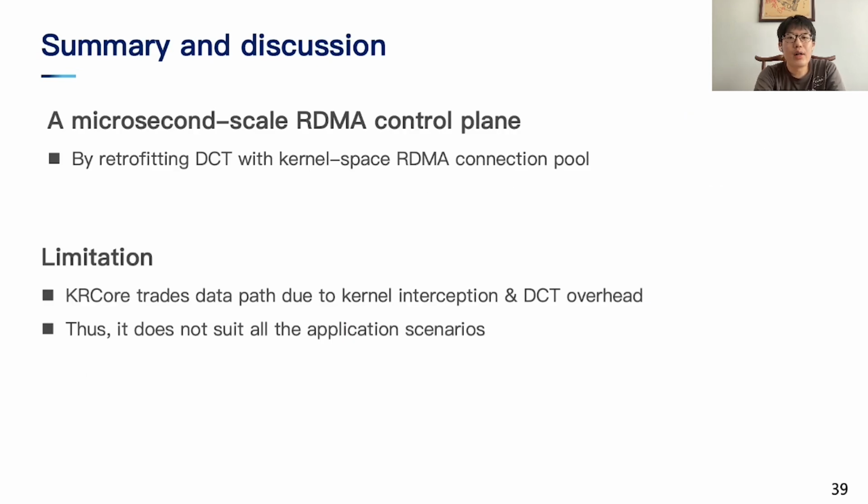So in summary, KRCore is a microsecond-scale RDMA control plane for creating RDMA-enabled connections. KRCore achieves this by retrofitting DCT with a kernel-space RDMA connection pool. KRCore has a slower data path and thus is not suitable for all applications. Yet we have shown that it can benefit existing RDMA-enabled applications that require elasticity.